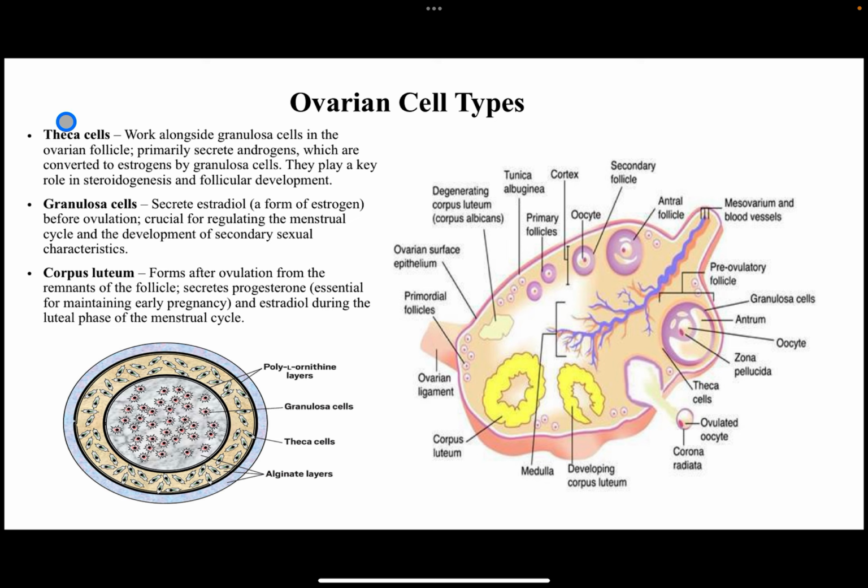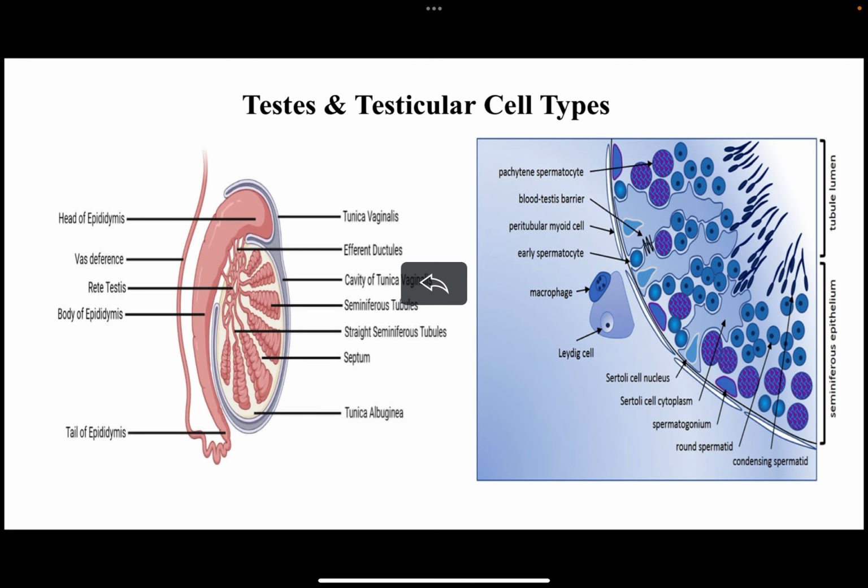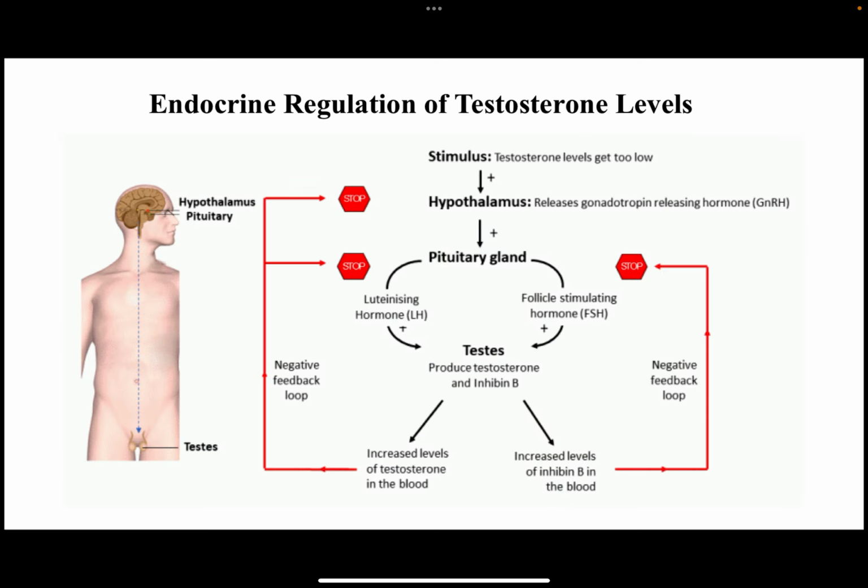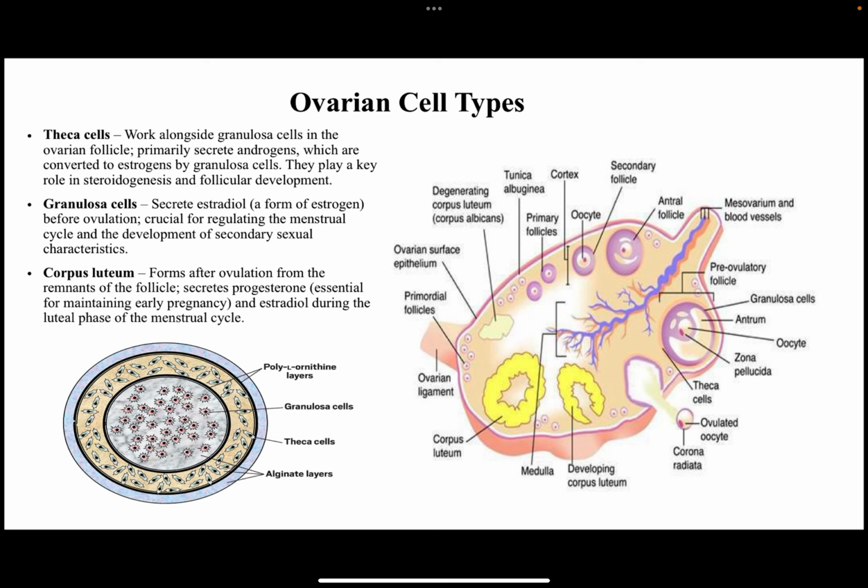In an exam, these cells can be given to you and you can be asked to talk about the functions of these cells in an exam. The same thing applies to the testis and the testicular cells. These cells can be given to you and you can be asked to write the function, because these are pure anatomy areas or structures that you have to know.